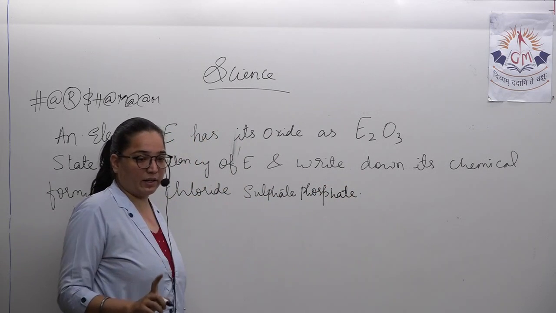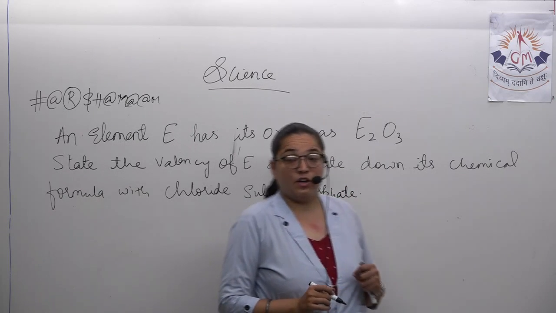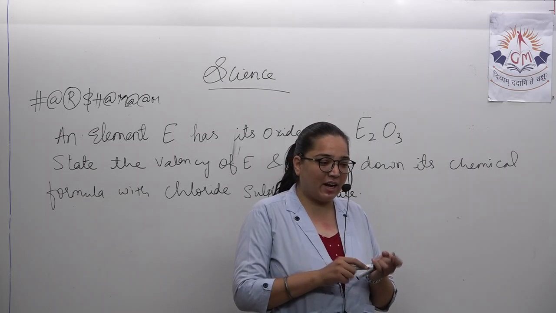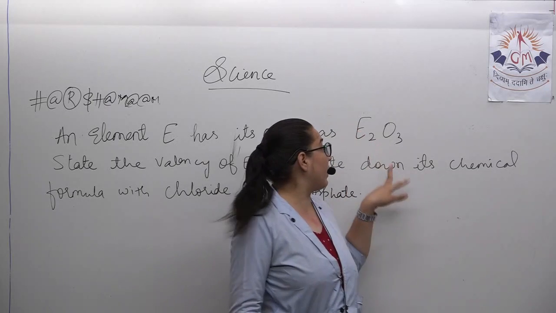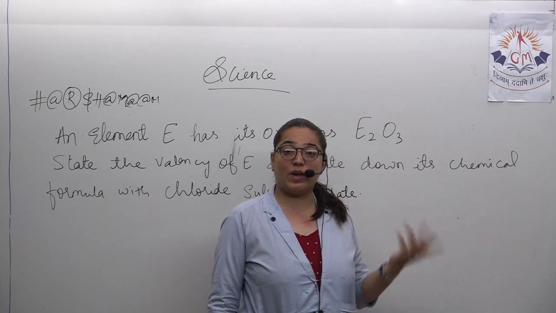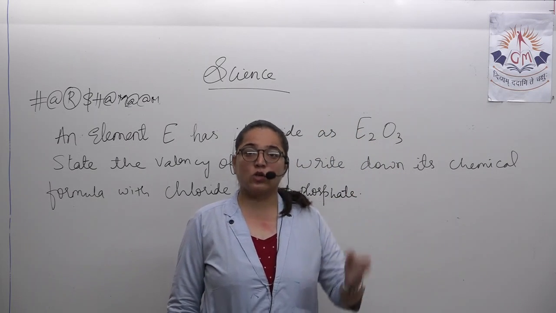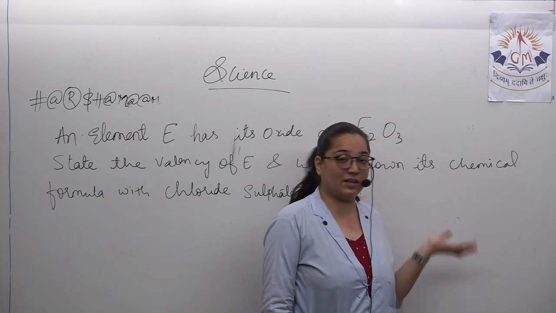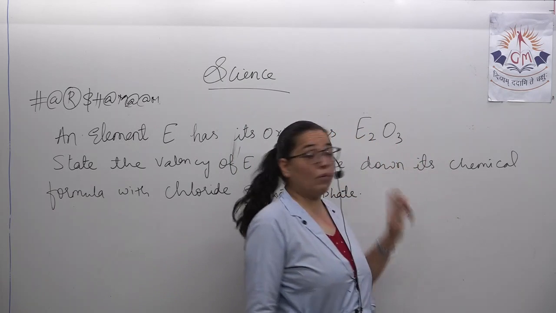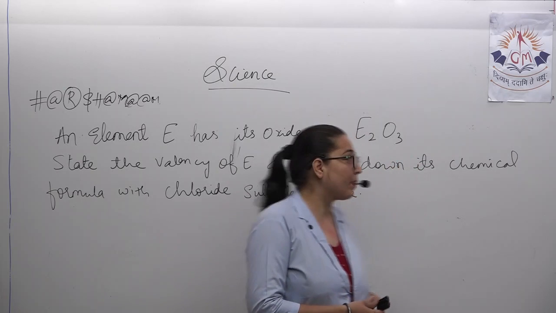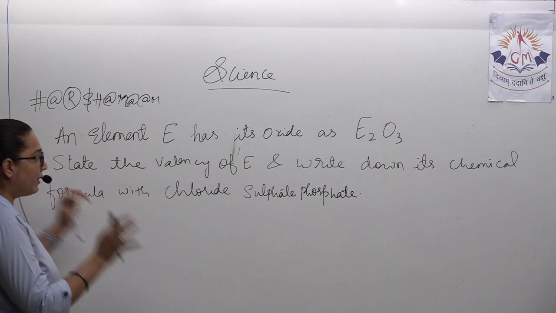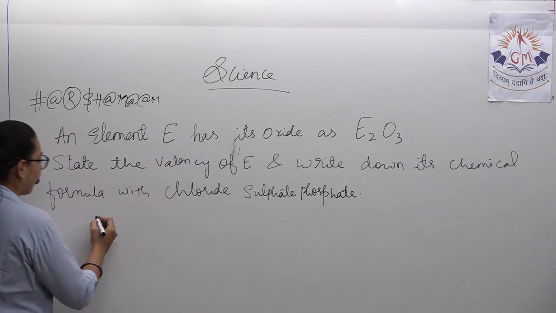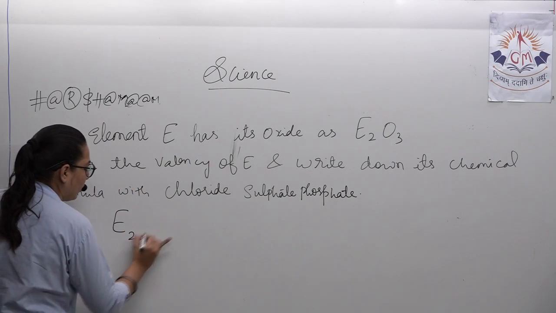You cannot predict which is this element E. You cannot predict it. Why? Because there are many elements which are forming the formula like this. If it's aluminium, it's Al2O3. If it's ferric, it's Fe2O3. So everything that is having the valency plus 3 will be forming this particular form. How can you say that this is the valency plus 3? For that, you need to understand the basic thing. The formula is E2O3.